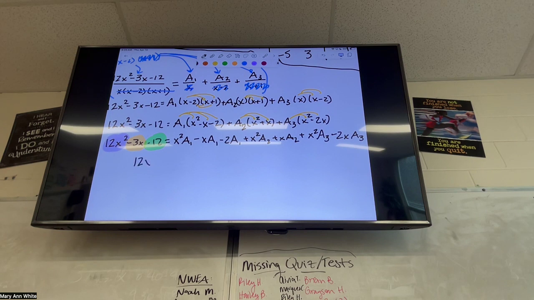So I'm going to have an x squared term. So 12x equals everything that's an x squared on the right side. I'm going to have negative 3x equals everything on the right side. And I'm going to have negative 12 equal the constants on the right side. You guys all okay with what I'm doing right now? Well, bring your a's with you. So I'm going to go x squared a sub 1 plus x squared a sub 2 plus x squared a sub 3.